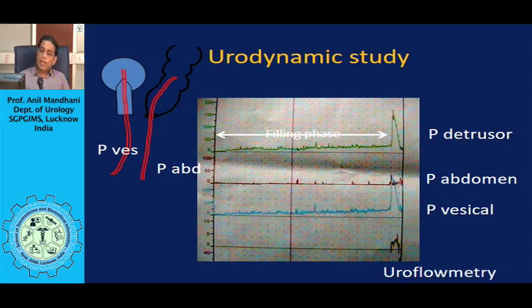Mind you, these symptoms you can find in females also. That's the reason the term prostatism is not used quite often, because these symptoms you can find in females also. Every symptom is given a score from 0 to 5, and the total score comes to 35.